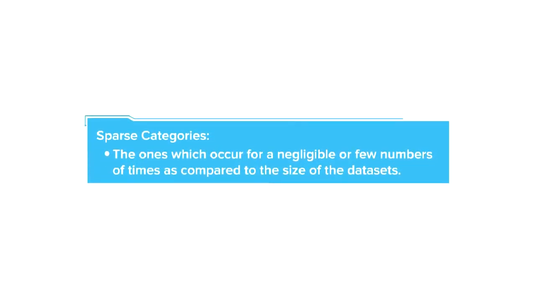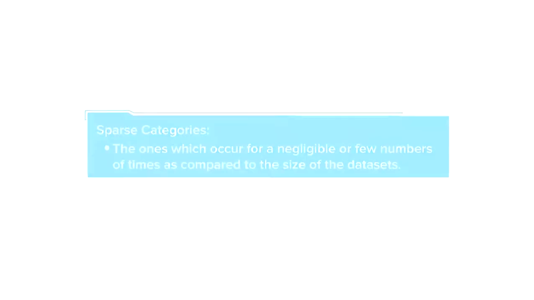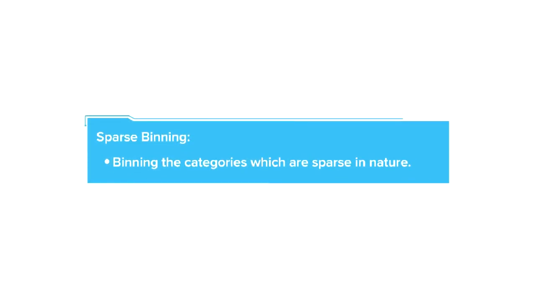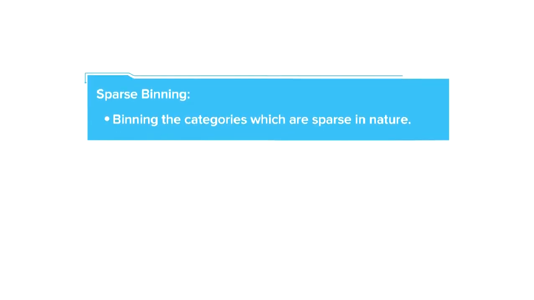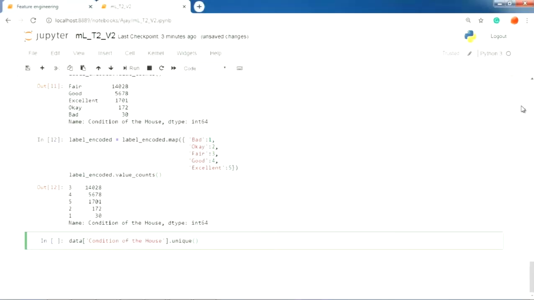Sparse categories are the ones which occur a negligible or few number of times as compared to the size of the dataset. In this case, we simply bin the categories which are sparse in nature. For this, let's open the Jupyter Notebook and look at the column Condition of the House. The column Condition of the House contains 5 unique values.